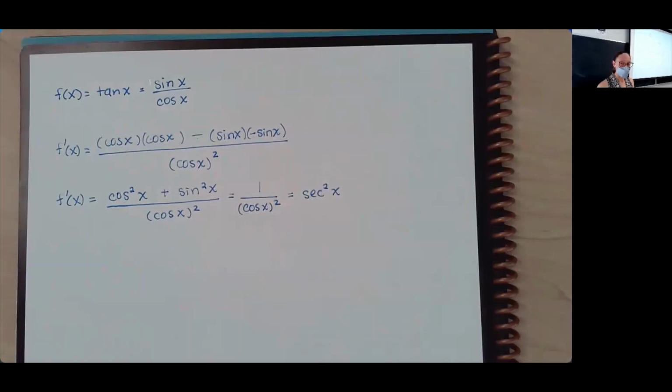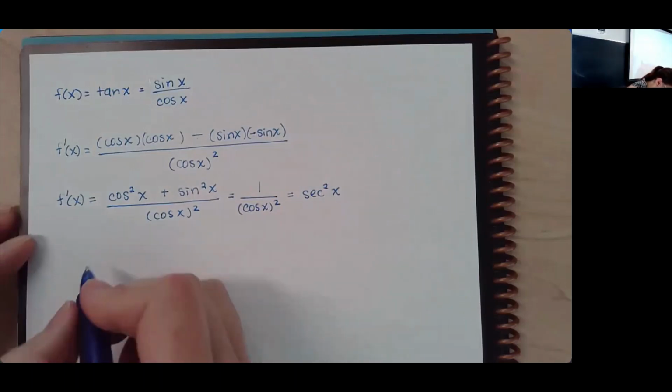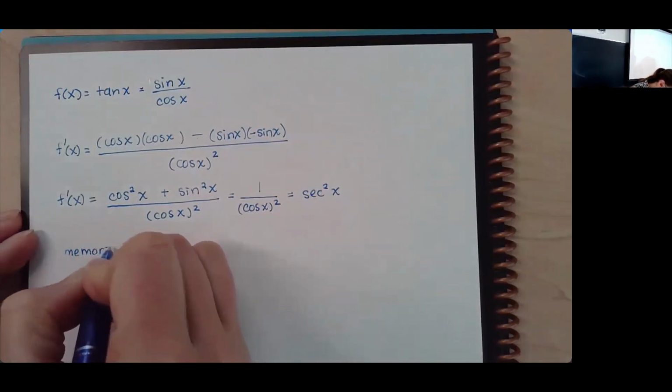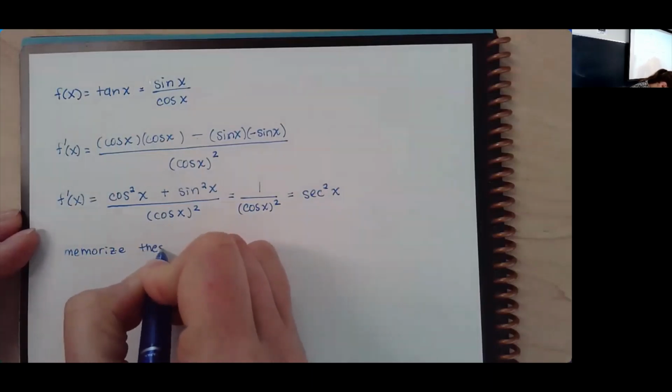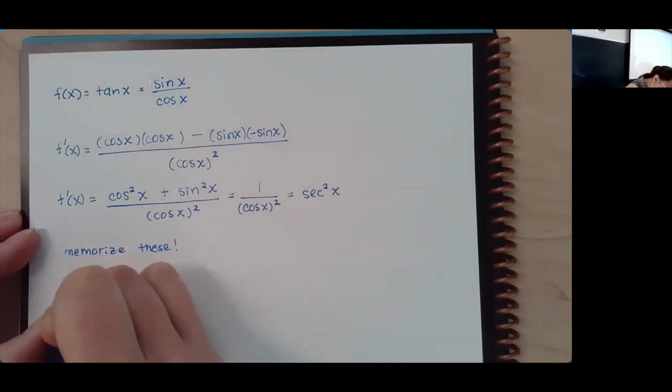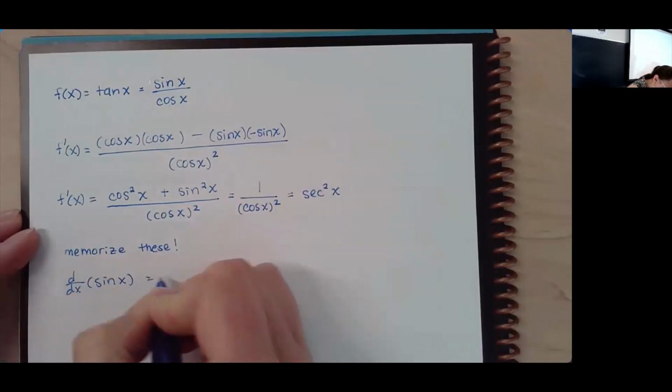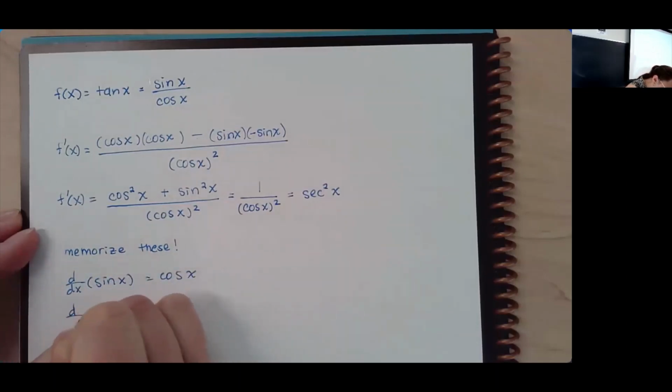So now we can derive the derivatives for cosecant and secant and cotangent all using the quotient rule. And maybe that's worth your time sometime, but really the expedient thing is we have to memorize these derivatives. So I'm going to write them all down here. Again, we're going to memorize these. So the derivative of sine of x is cosine of x. The derivative of tangent of x, we just did, that's secant squared x.